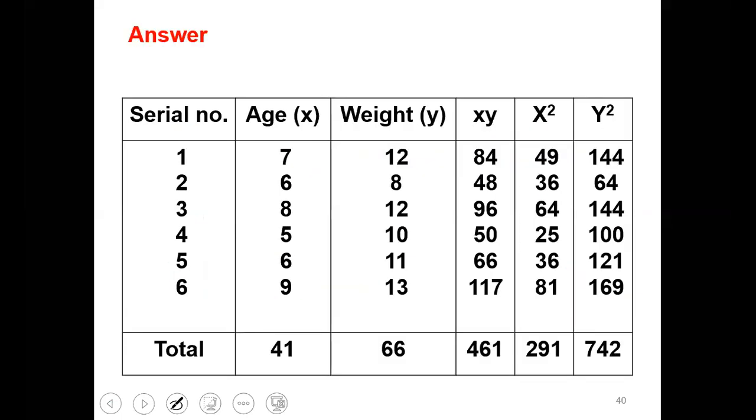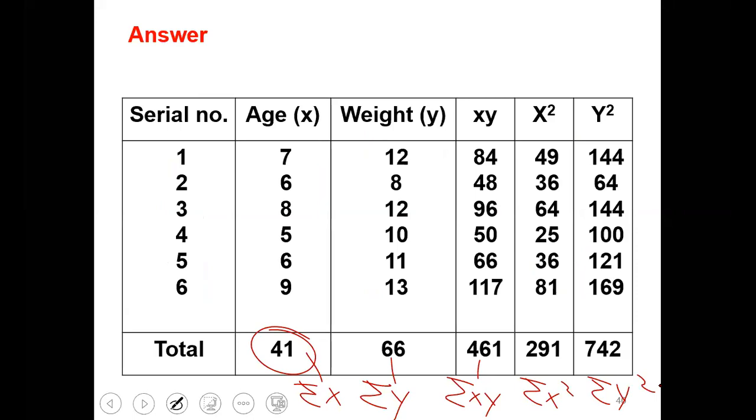Then we'll have to do the summation. This is summation of x. This is summation of y. This is summation of xy. This is summation of x square. This is summation of y square. So you can fill all the tables as we did earlier, right? Already it is there. So we can calculate the x bar first, then y bar.